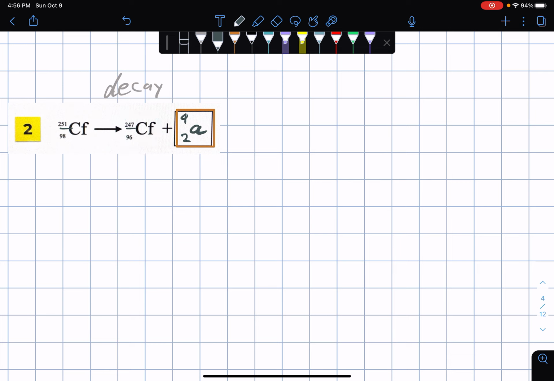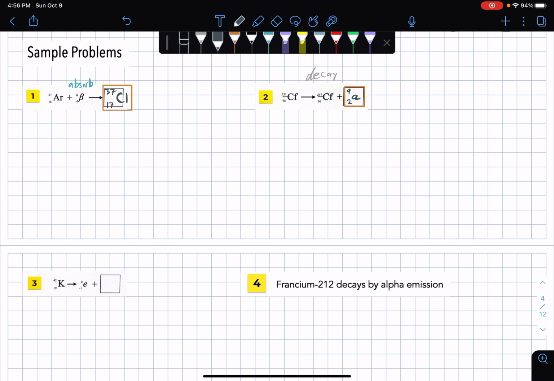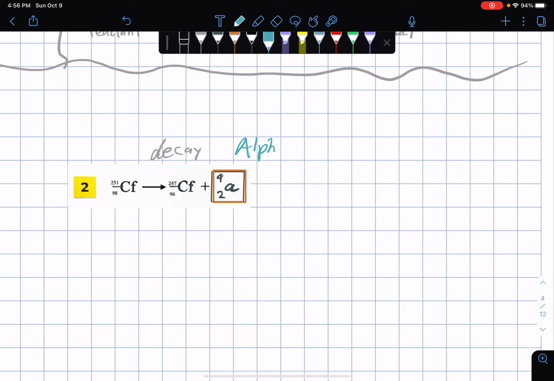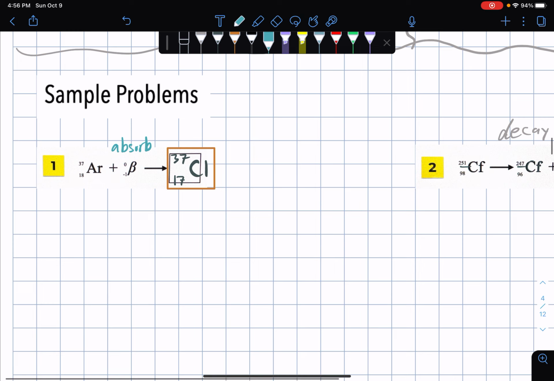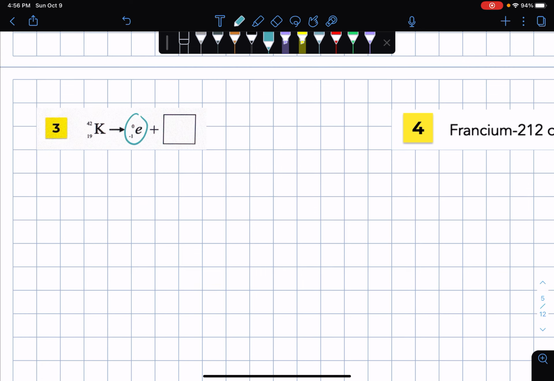But for some reason, the name of the element itself did not change. Weird observation. Right, let's move to number 3. By the way, I have to write here alpha decay. For number 1, it's beta decay. For number 3, we have here beta decay, actually.